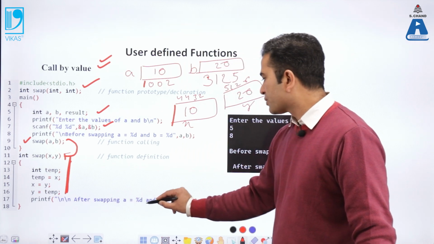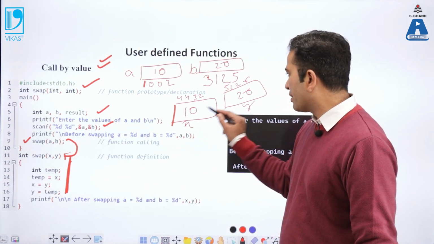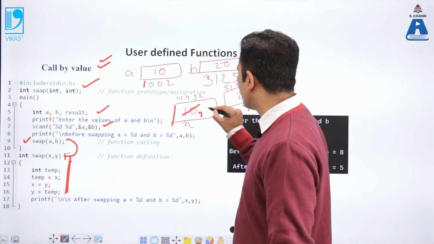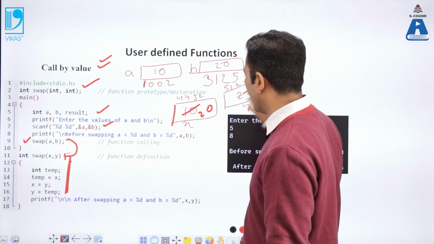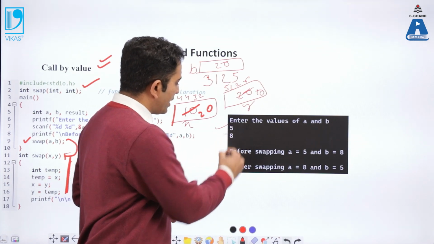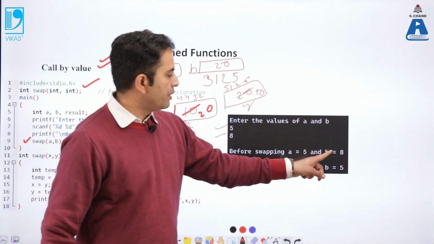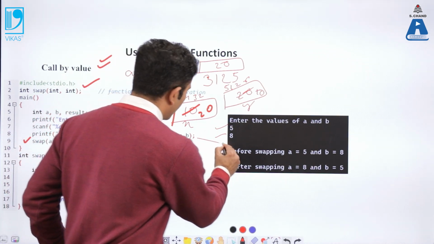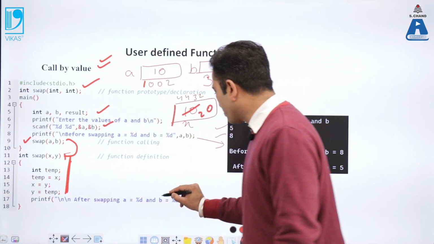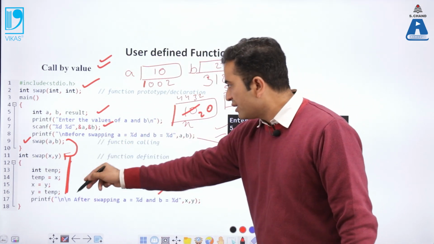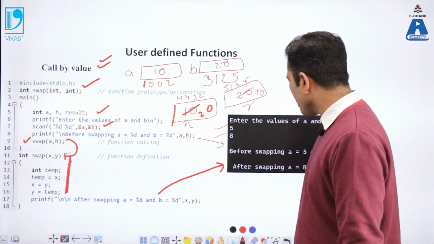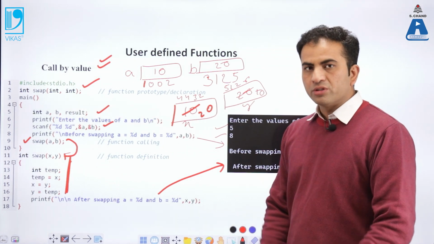So after swapping, we are swapping the values of X and Y. After this swapping concept, the value of X becomes 20 and the value of Y becomes 10. So this is how it comes. We have entered the values 5 and 8. Before swapping, A is 5, B is 8. This statement is executed, which was inside the main. And after swapping, this particular statement is executed, which is inside the user defined function definition. So this is the very simple concept of call by value.